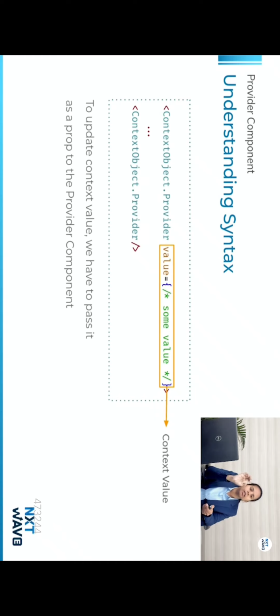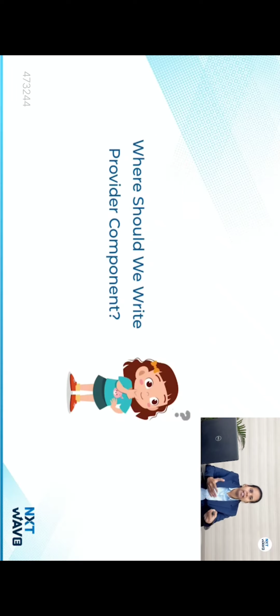Now the question is, we understood how to write the provider component, and we understood that using the provider component, we can update the context value. So now, where do we have to write the provider component? Let's understand this first. Where should we write the provider component?